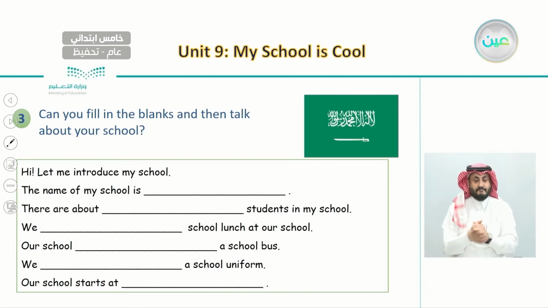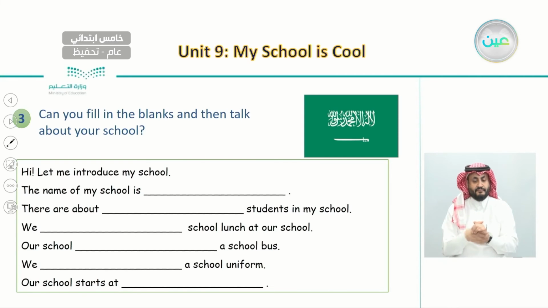So the first one is about the name. The second one is about the number of students. Let's read the third one. The third one, we blank school lunch at our school. So here you have two options. Either you say, we have school lunch at our school, or you would say, we don't have school lunch at our school. So just think of your school and tell me what you should write here in the third blank.